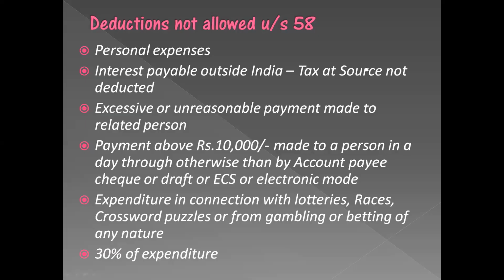So the conditions when deductions will not be allowed are covered under section 58. So first is personal expense. If you read the list of expenses that are not allowed as a deduction, it will mostly match what is available in our PGBP deductions. So as per section 37, for PGBP, personal expense is not allowed. Same for income from other sources. Deductions not allowed under section 58 cover personal expenses.